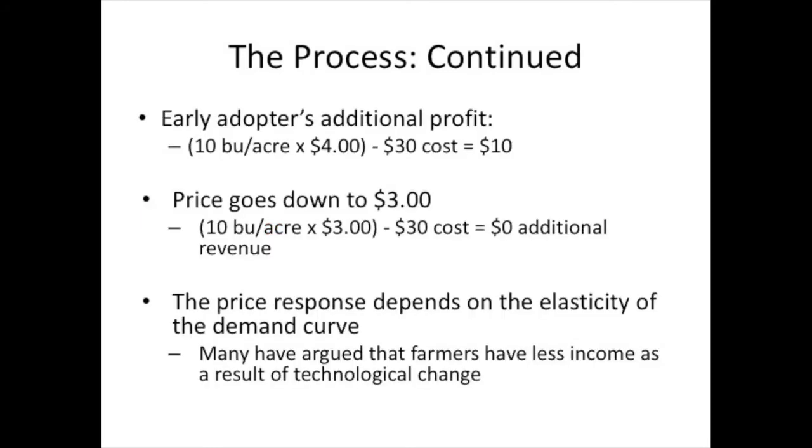All right, let's continue the example. So early adopters had additional profit at $10, but as time goes on, price goes down to $3. And I'm just putting an example here. $3 times 10, we have 0 additional profit or revenue, additional profit from this process. So in the end, we end up back to where we were.